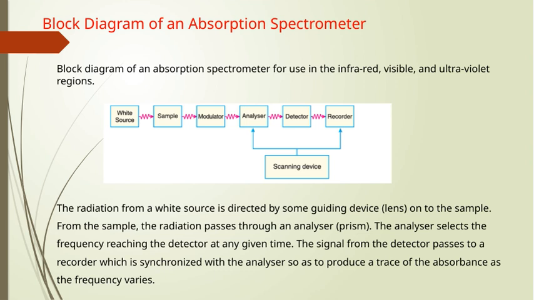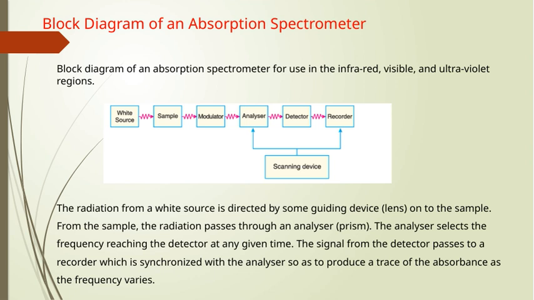The transmitted radiation then passes through an analyzer, which in this case is a prism. The analyzer's role is crucial because it selects the specific frequency or wavelength of light that reaches the detector at any given moment. This selective process allows us to analyze how much light is absorbed at each wavelength, which is key to understanding the sample's characteristics.